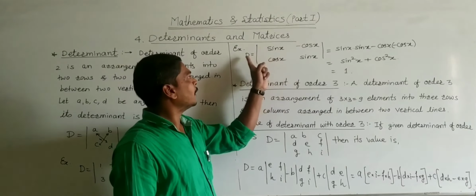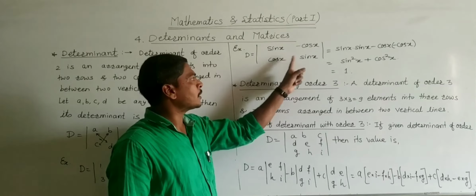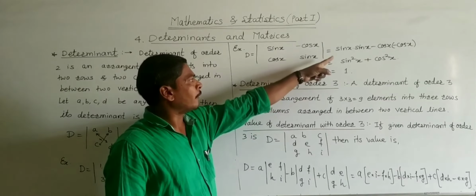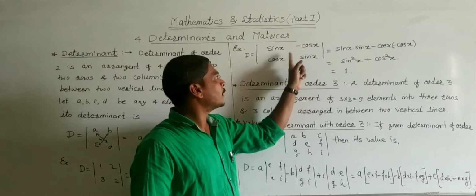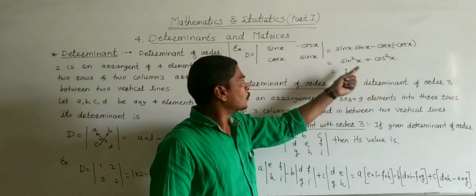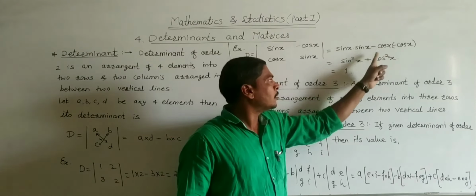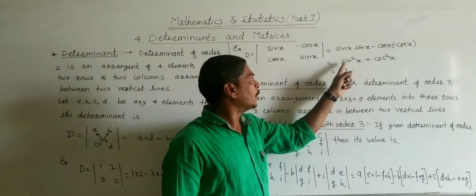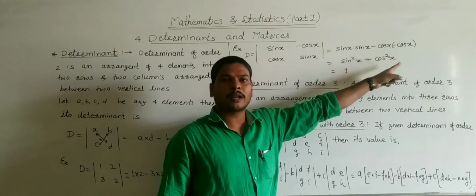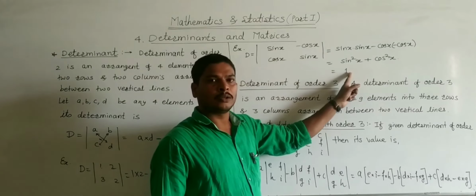Another example is if D is a determinant |sin x, -cos x; cos x, sin x|, then the value of this determinant becomes sin x into sin x minus cos x into minus cos x. So we get sin x into sin x becomes sin square x. This minus into minus becomes plus and cos into cos becomes cos square x. And we know that sin square x plus cos square x becomes 1. That means the value of this determinant is 1.